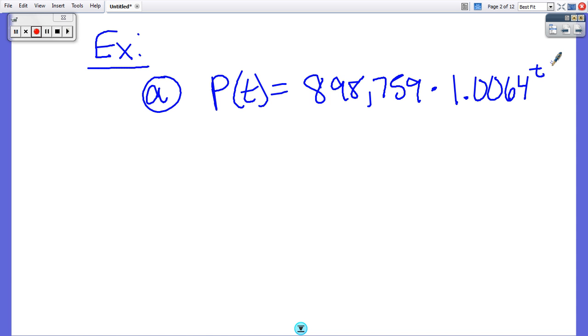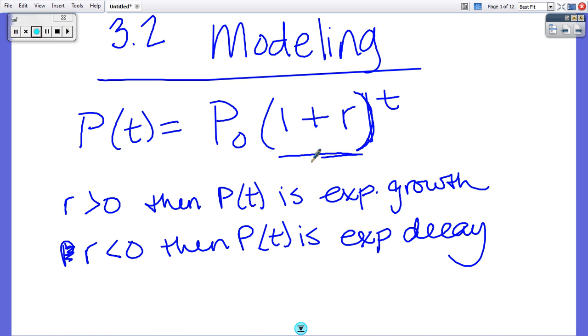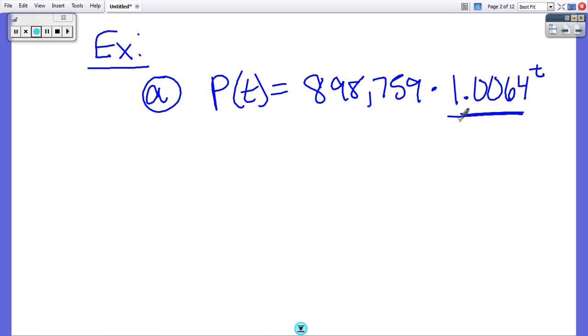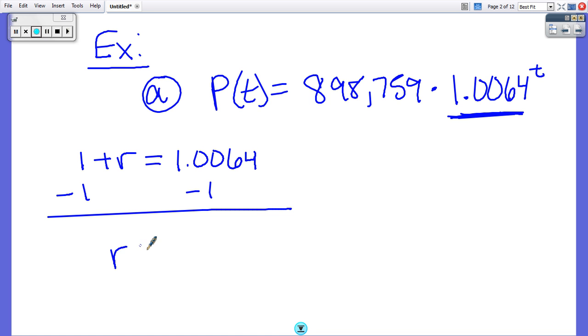So how do we do that? Well, we know that this value is actually our 1 plus r. So that means that we know 1 plus r is equal to 1.0064. Then if I subtract 1 from both sides, I get that r has to be equal to 0.0064. And since r is equal to 0.0064, we know that it actually is a growth because r is bigger than 0. We know it's a growth rate.